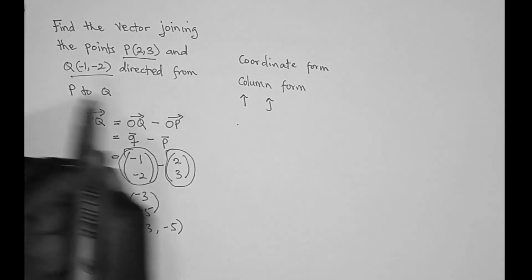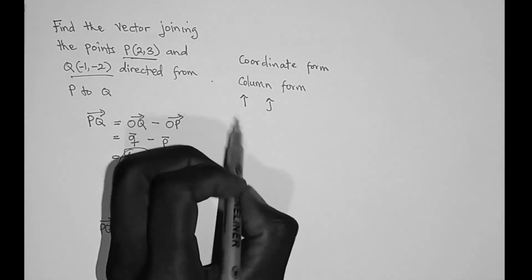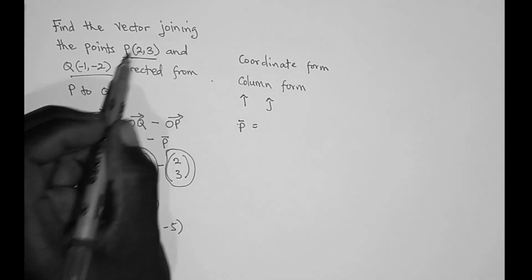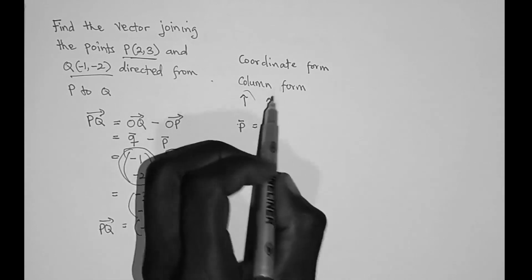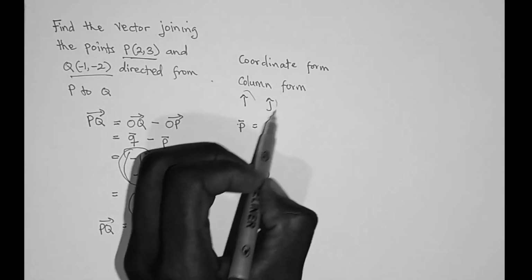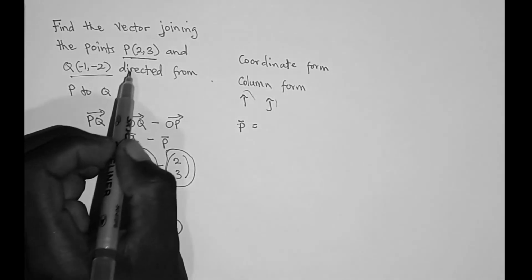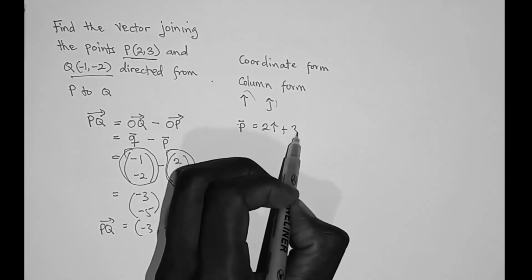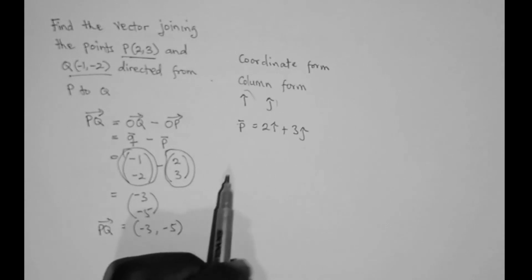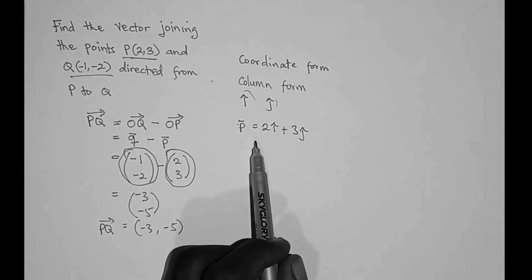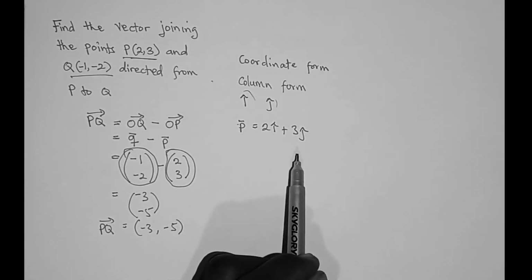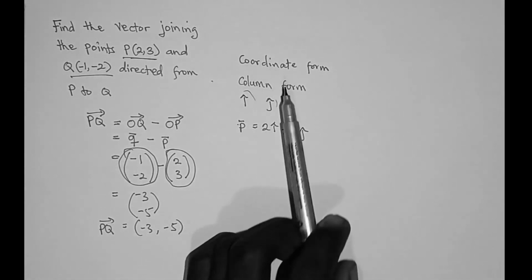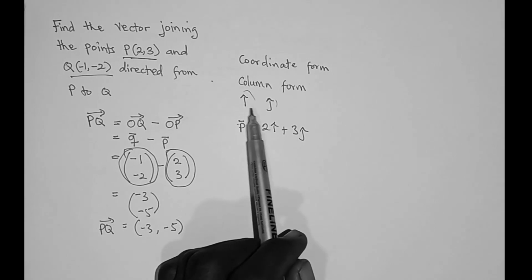So for example, this vector P could be written as the i component is 2i, and then the y component is 3j. So this P could be written as 2i plus 3j. This is the third form of representing a vector. So we could have the coordinate form, the column form, or in terms of i and j.